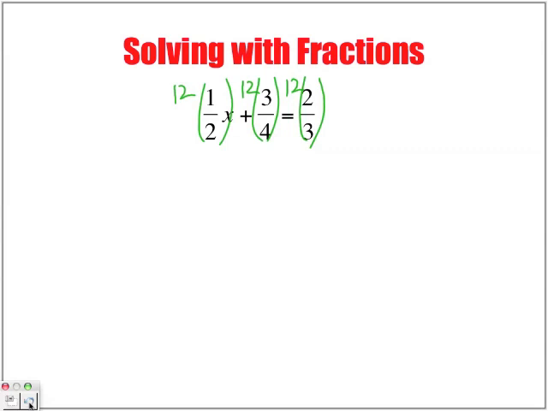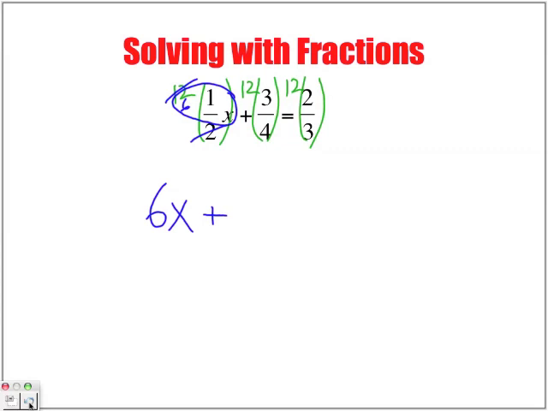I'm going to divide each one of these 12s by the denominator of that fraction. So 12 divided by 2 is going to leave me with 6. So all I'm left with here is 6 times 1 times x, which is equal to 6x. So notice now I have no denominator. Now we've got a positive here, so plus.